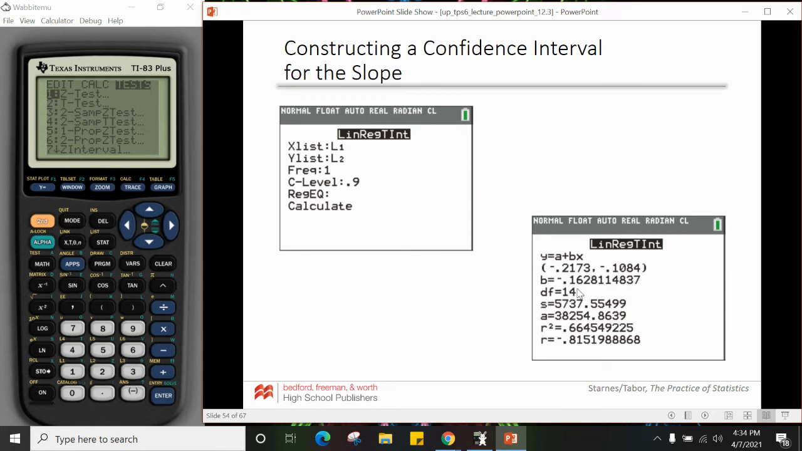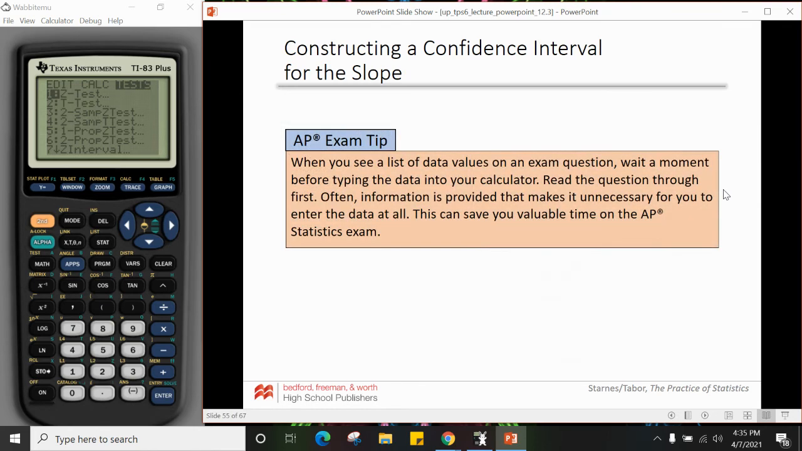Again, my b value, my degrees of freedom, my s, my a, my r squared, and r. So on here, you don't get your t star, so you need to know how to do that by hand, and it doesn't give you your standard error for b also. But I think those were given to you in the problem in the Minitab output. All right.